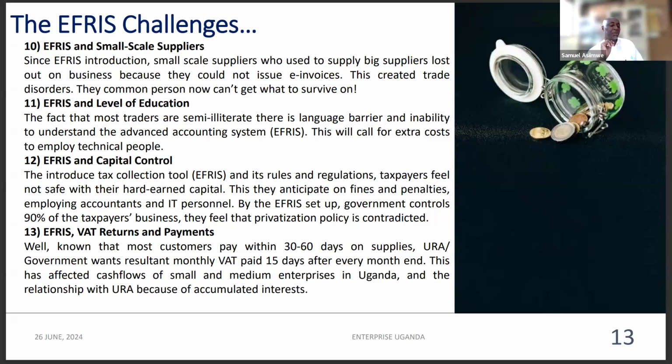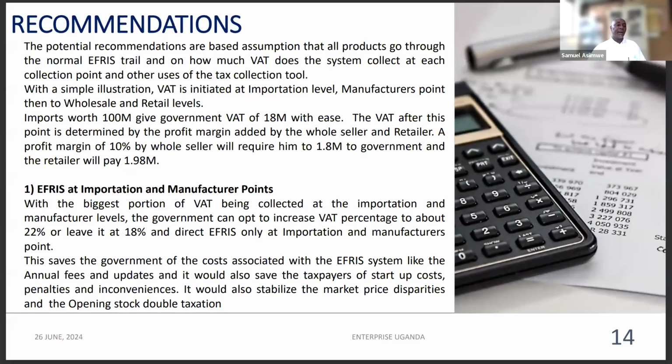And the relationship there, of course, because of the accumulated interests, is wearing out. The reason is the supplier or my customer has not paid me, but I have to pay URA because VAT is due on the 15th day of the next month. And my supplier has about a month to pay me. That means I'm going to pick money from my drawer to pay when my customer has not paid.